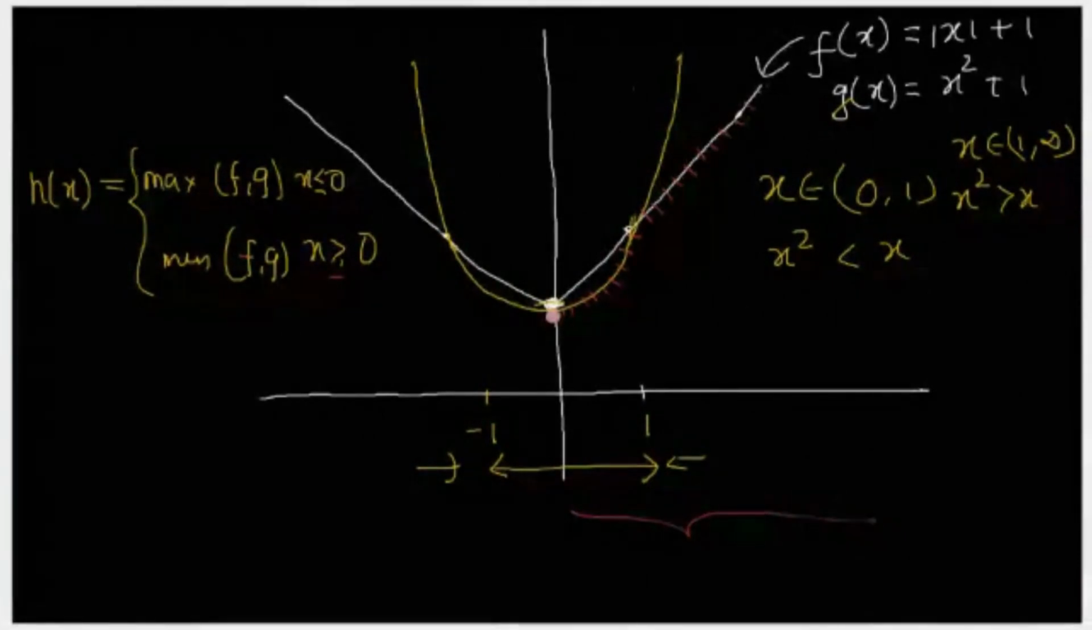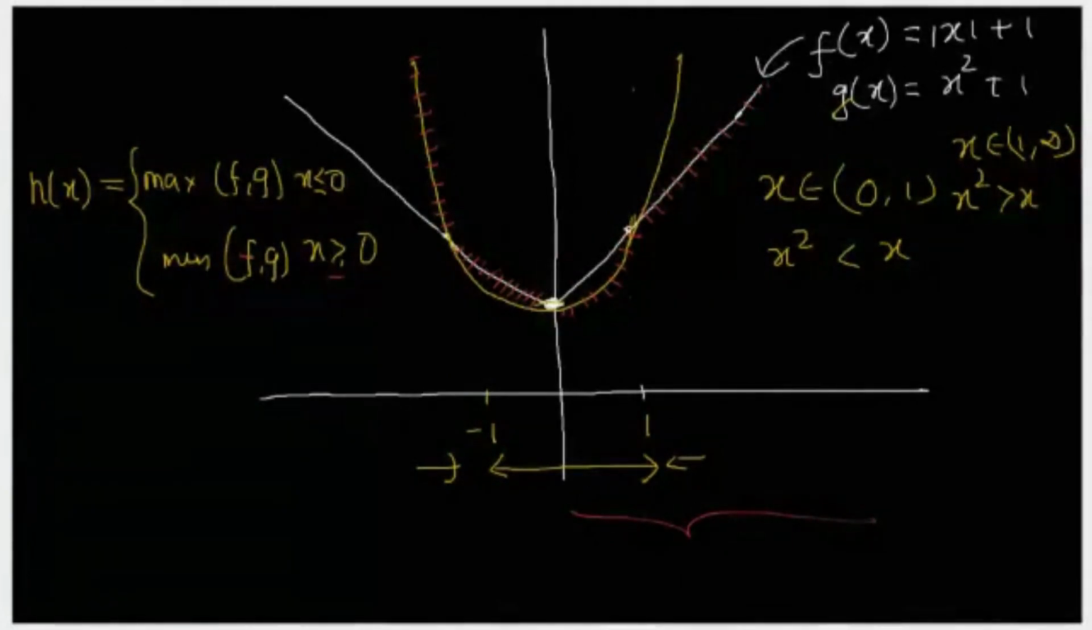Now to the left of 0, the maximum is the one we consider. So here cases will be a bit opposite. We will consider the one above the other. And here, this one. So this is the resultant you have.